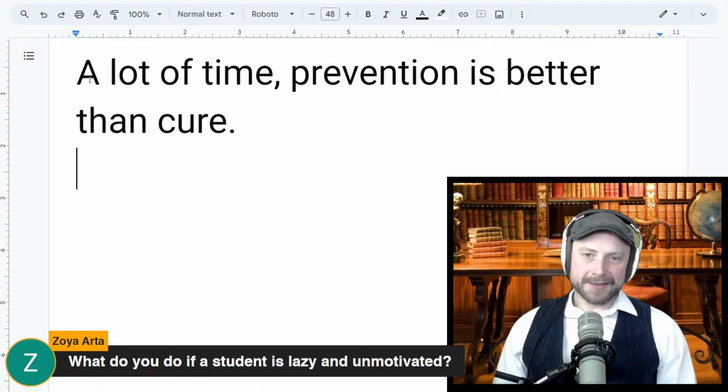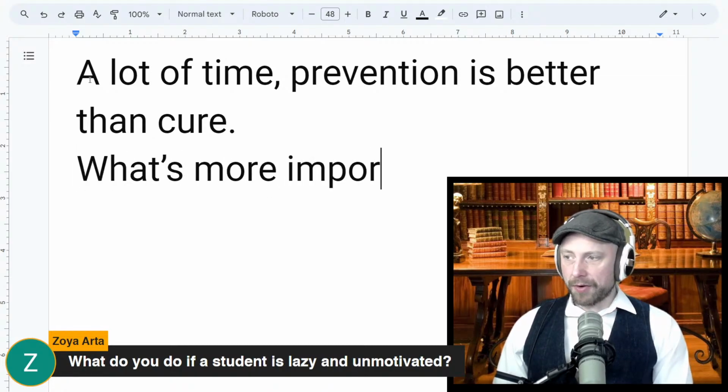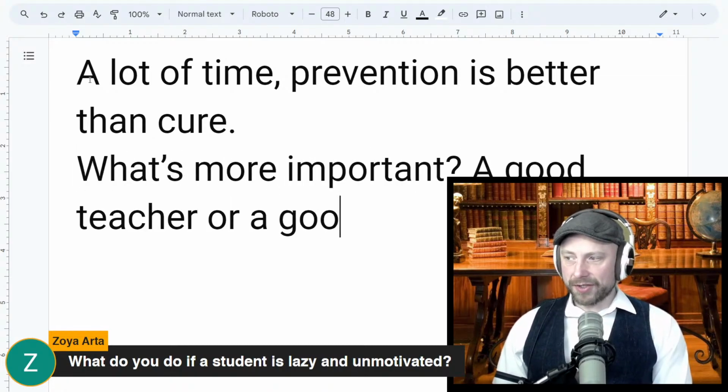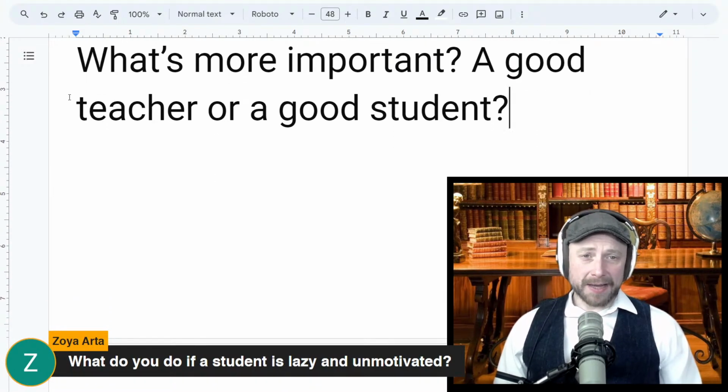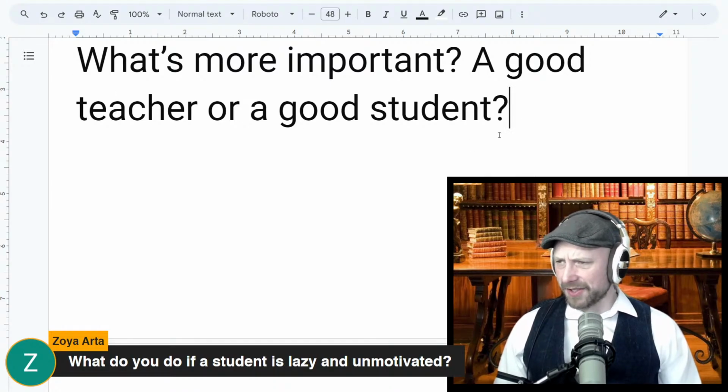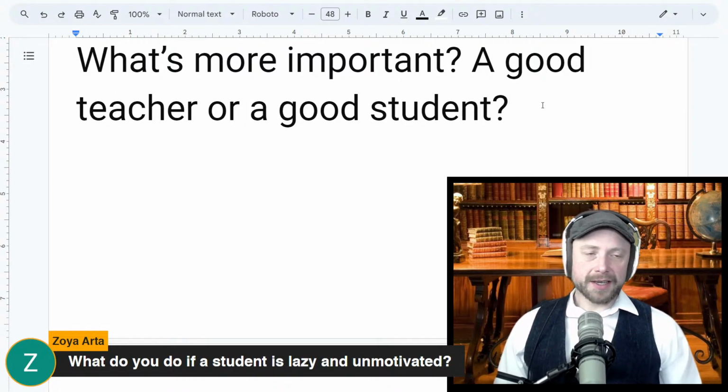On the other hand, maybe it's this idea of what's more important, a good teacher or a good student. It's an age-old question. Would it be better to have a bad teacher with a good student or a good student with a bad teacher? Most people agree that a good student is irreplaceable. So a good student will still learn with a bad teacher, but a bad student, that's tough for anyone. Doesn't matter how good you are as a teacher, if you have a student who really doesn't want to learn, what can you do?